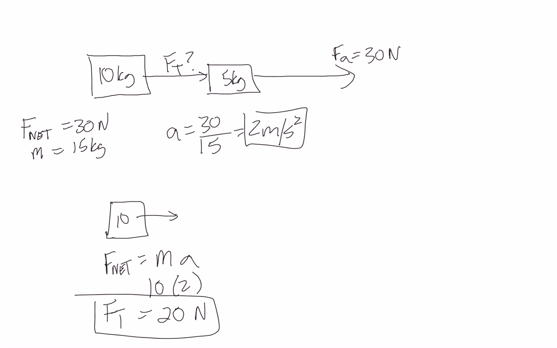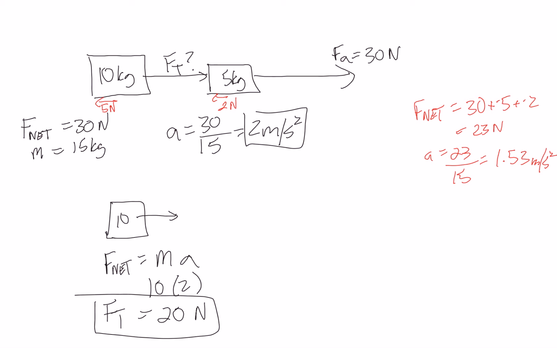Okay, the only other case with these ones that gets a little bit tricky is if you have friction involved. So let's suppose we have a force of friction of 5 newtons backwards on one box and 2 newtons backwards on the other box. Now you can see that our net force will be 30 plus the negative 5 plus the negative 2. So we'd actually have 23 newtons for net force. So our acceleration will be 23 divided by the 15, which gives us an acceleration of 1.53.